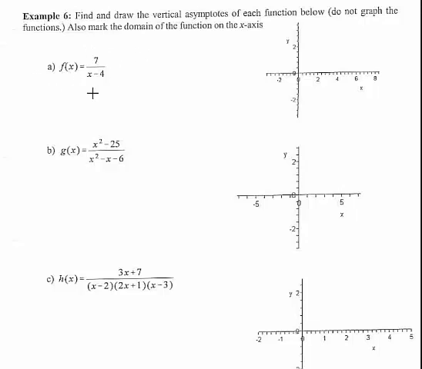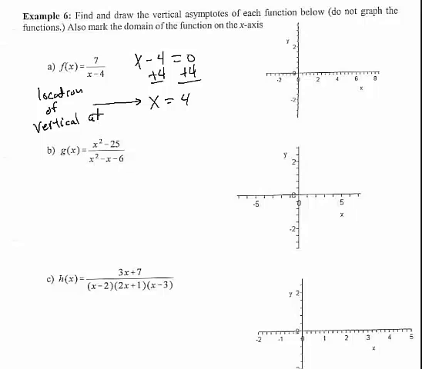A, little f: x minus 4 equals 0. Add 4 to both sides. This is the location of the vertical asymptote. So we go to x equals 4 and we draw a vertical dashed line.